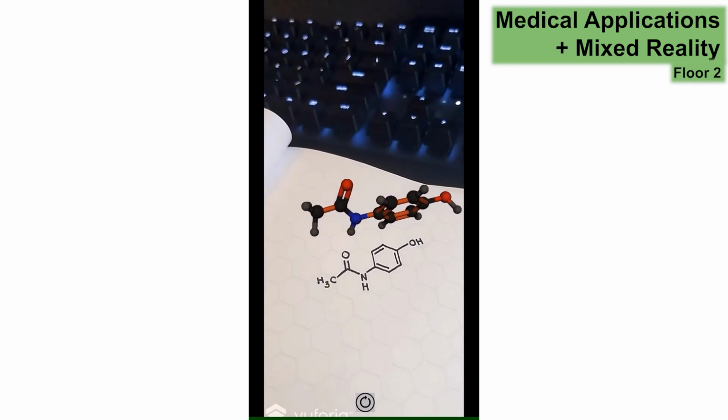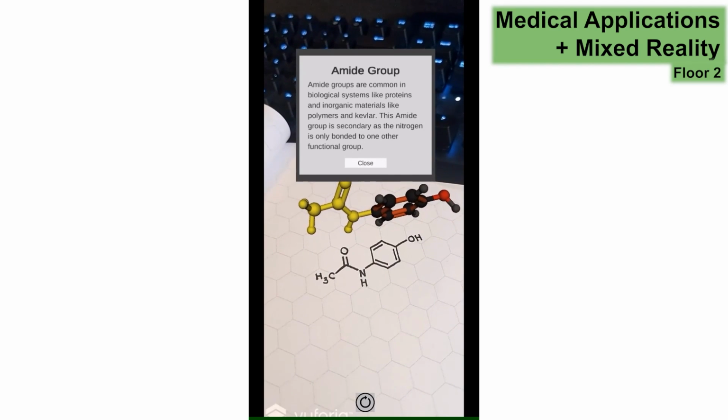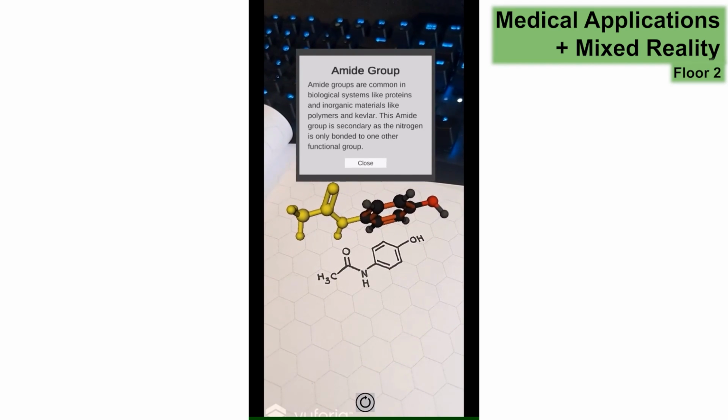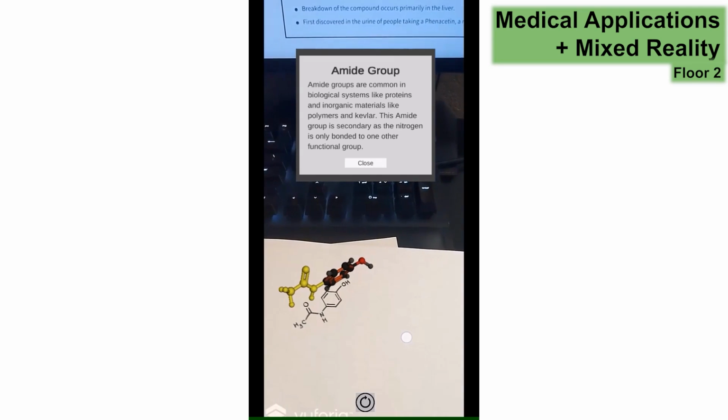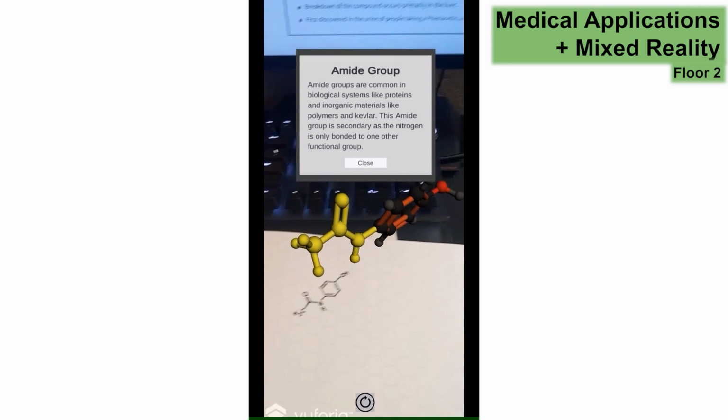When a student presses on the functional group present in the molecule, it is highlighted and gives more information about its purpose. This helps to build context around these complex chemistry topics and relate them to information that the student may already know about.